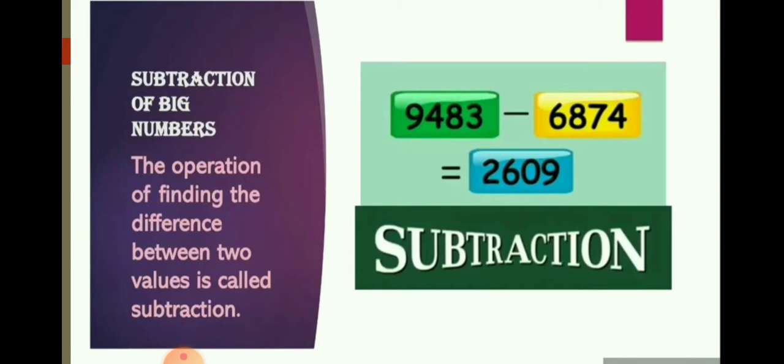So what is subtraction? Subtraction of big numbers: the operation of finding the difference between two values is called subtraction. Now here you can see we are going to find the difference between 9483 and 6874 and we got our answer as 2609. So this whole process is known as subtraction.